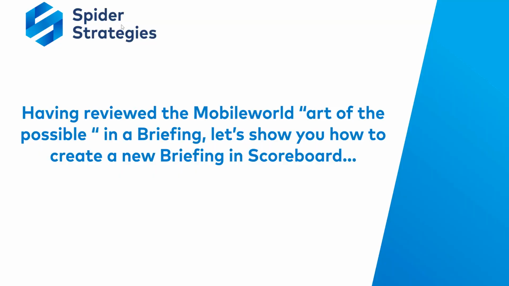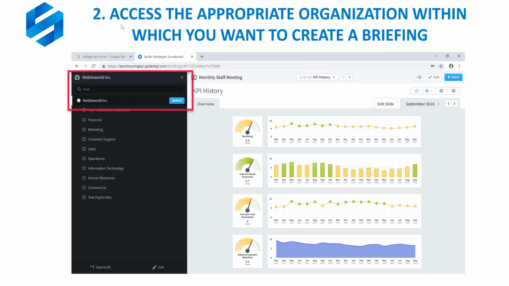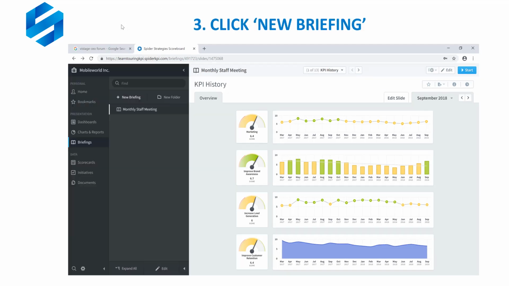Having now reviewed the Mobile World art of the possible in a briefing, let's show you how to create a new briefing in Scoreboard. It's a 7-step process, starting by opening the Briefings section of Scoreboard. Next, accessing the appropriate organization within which you want to create a briefing. In this case, we're highlighting and we'll select Mobile World, Inc.